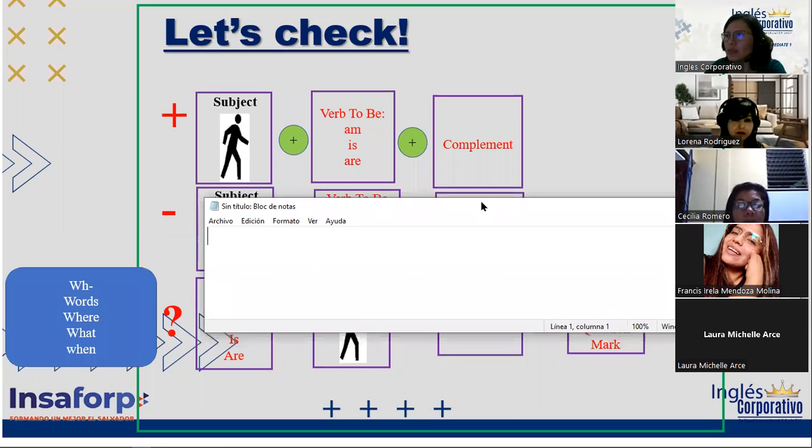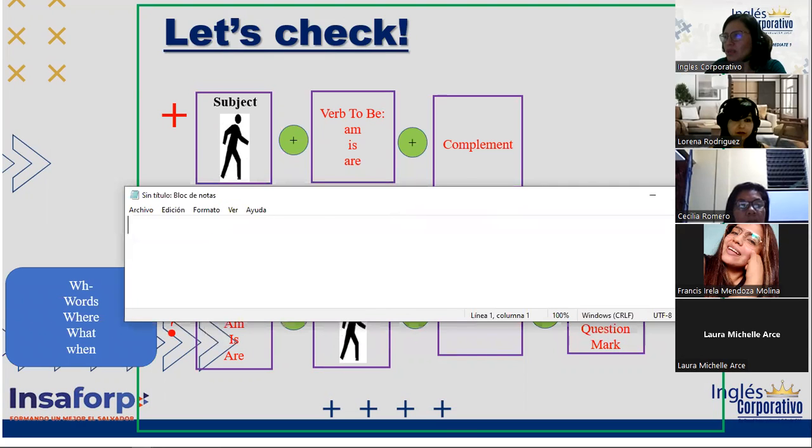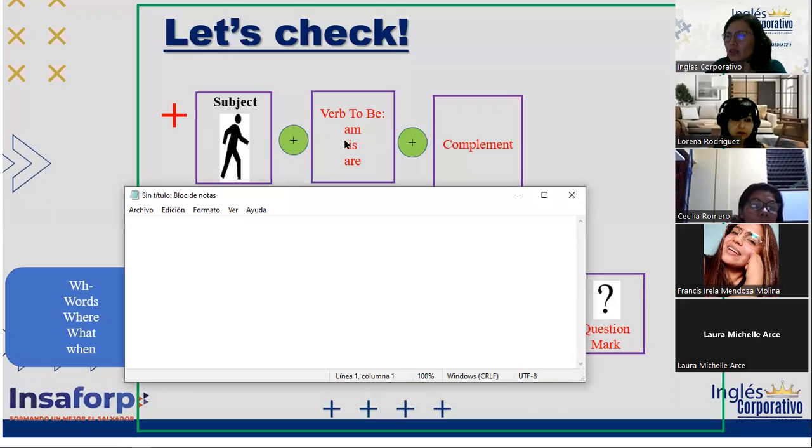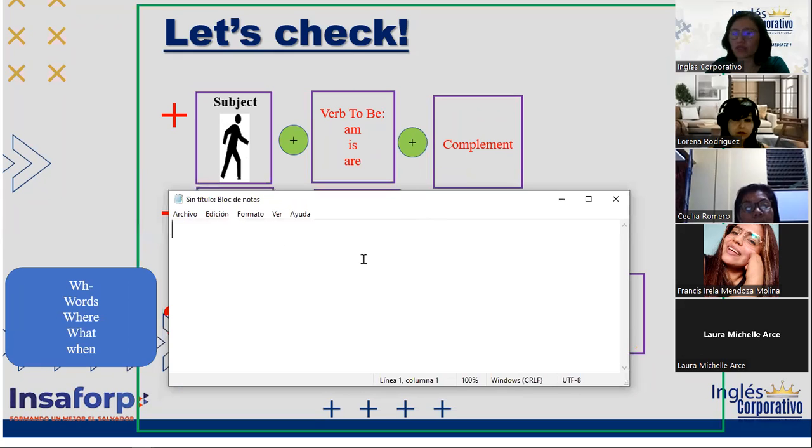Entonces, el primer formato, por decirlo así, la primera fórmula, okay? So we got a subject, verb, and complement, right? So in this case, it is going to be a sentence like this, for example. Bear with me. Students are in class. Okay. Students are in class. So you are with me right now.